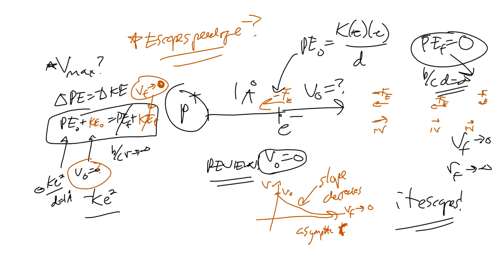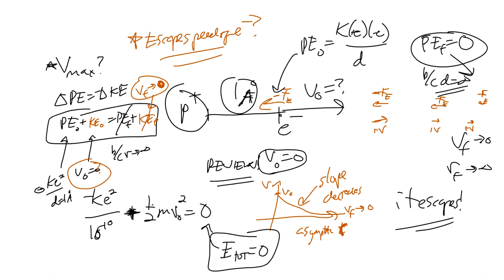We're good. So negative Ke squared over 1 angstrom, 10 to the negative 10. That was just given. Not 10 angstroms, separate question now. Equals zero plus zero. Oh, sorry. Plus 1/2 mv initial squared equals zero. So E total is zero, which of course we know happens when you just escape. You guys might remember that.